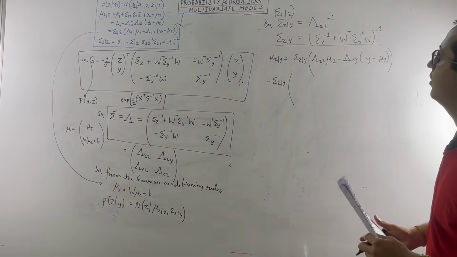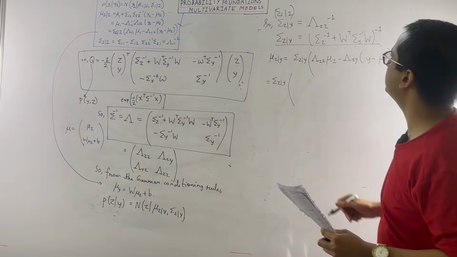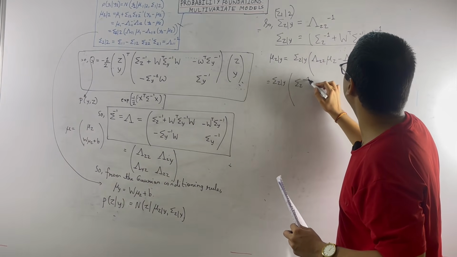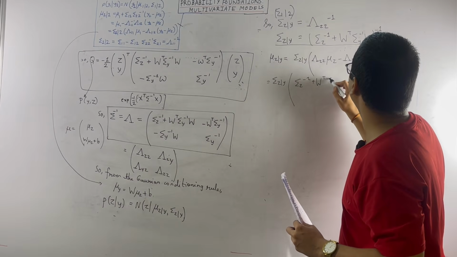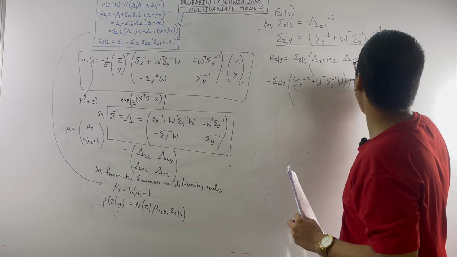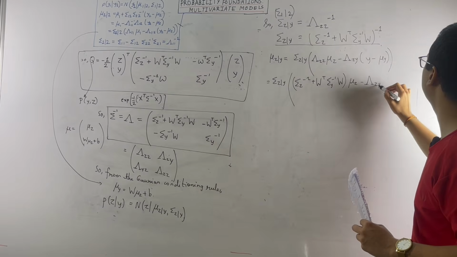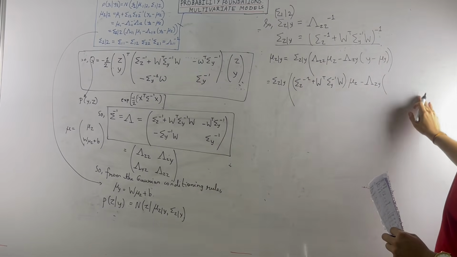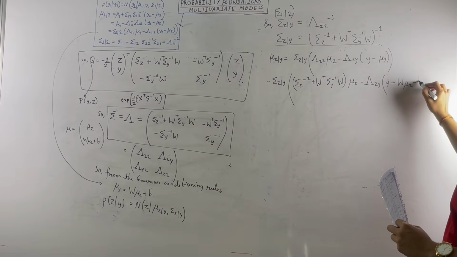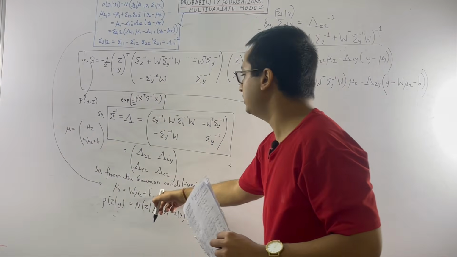So what is lambda zz? We computed. This thing is lambda zz, right? Yeah, its inverse, right? So sigma z inverse plus w transpose sigma y inverse w times mu z. All right. Minus lambda zy. So what is mu y? Minus w mu z minus b. How did I get this? From the expression, mu y is w mu z plus b.